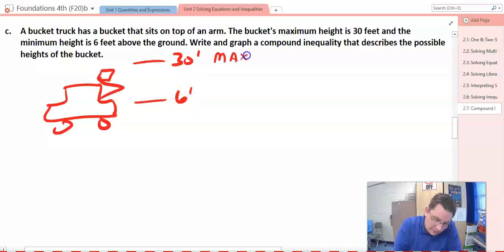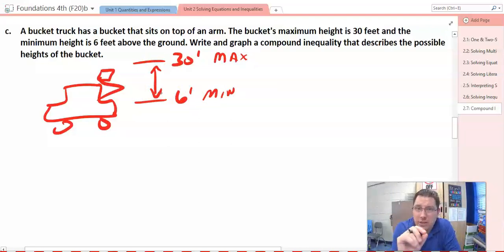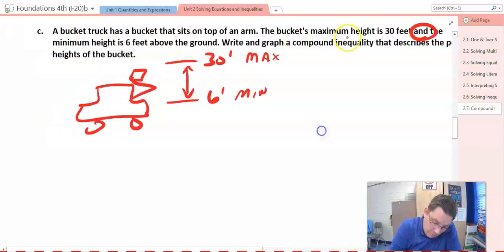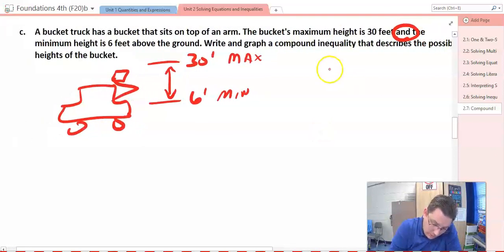So this is our max, and this is our min. Which means that the bucket can go where? Anywhere, in between. Now, let me give you a little hint here. They told us which type of inequality this is going to be, right here, because it used the word and. And so our maximum height, so our height has to be what? Less than or equal to 30, right?